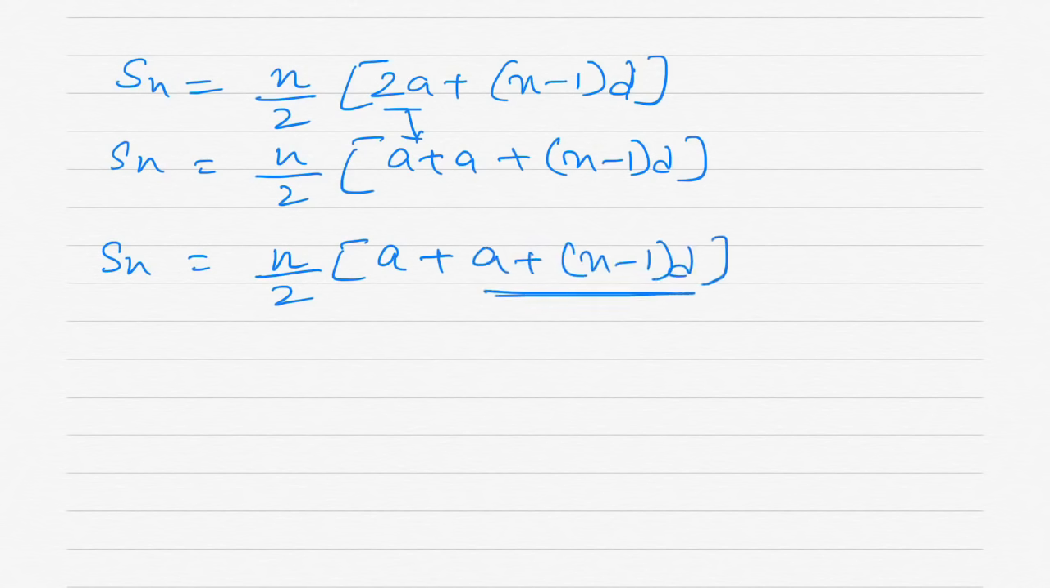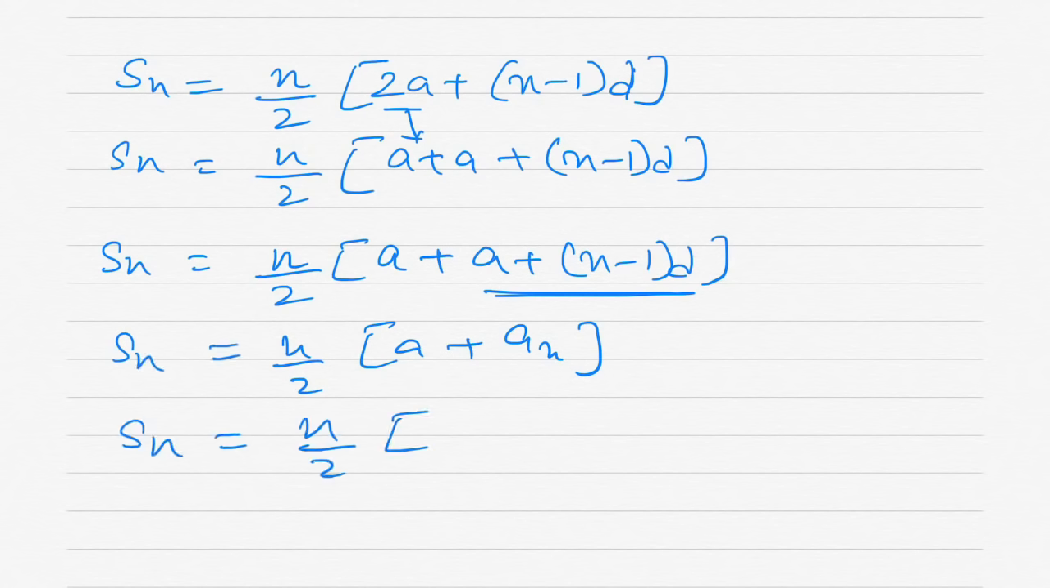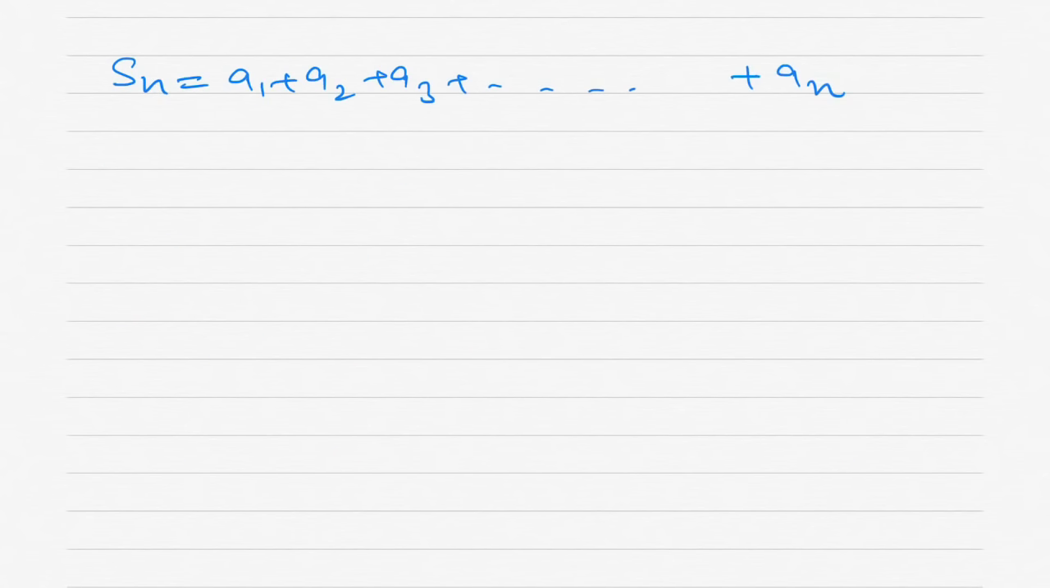If we combine these, it is equal to an, which is the last term of an AP. So Sn is also equal to n by 2 into a plus l. Sn is the sum of the first n terms of an AP.